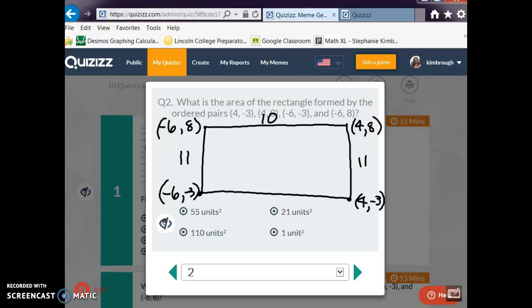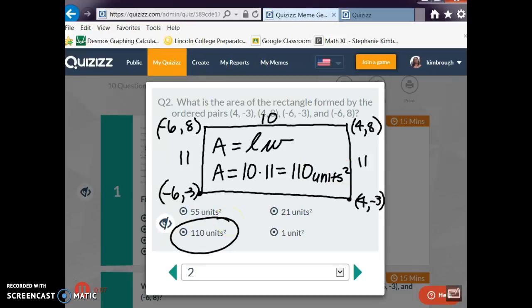The question is, what is the area of this rectangle formed? Well, area for a rectangle is defined as length times width. The length of this rectangle is 10. The width of this rectangle is 11. 10 times 11 is 110. So this is 110 units squared. Great job.